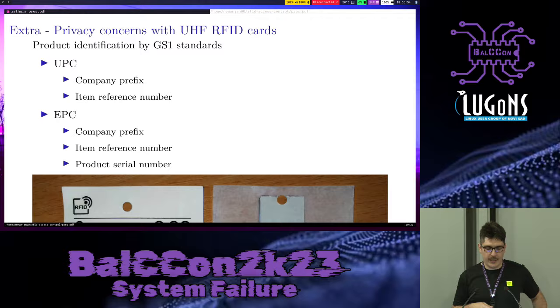And there's something introduced by GS1 that's called EPC. The main difference between UPC and EPC is that EPC has a different serial number for each instance of an item. There's a company prefix, an item reference number like with UPC, and also a number at the end that represents the serial number of that specific item. The crazy thing is that it's trivial to read those from UHF tags. They have no protection. And if you take the data and look it up in the table, you can know the company that produced the item.